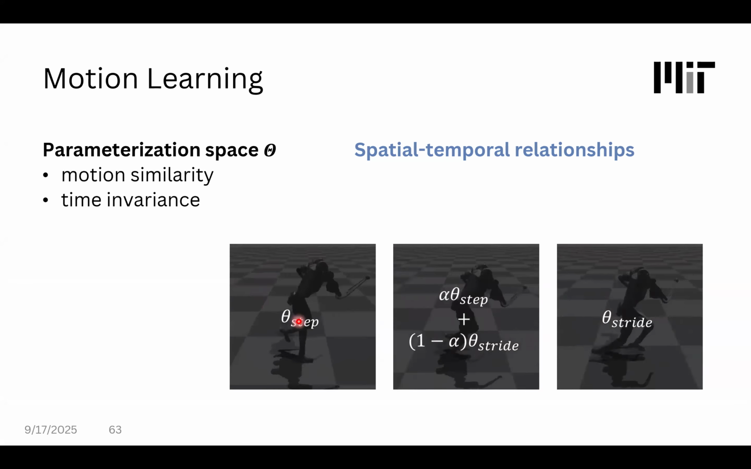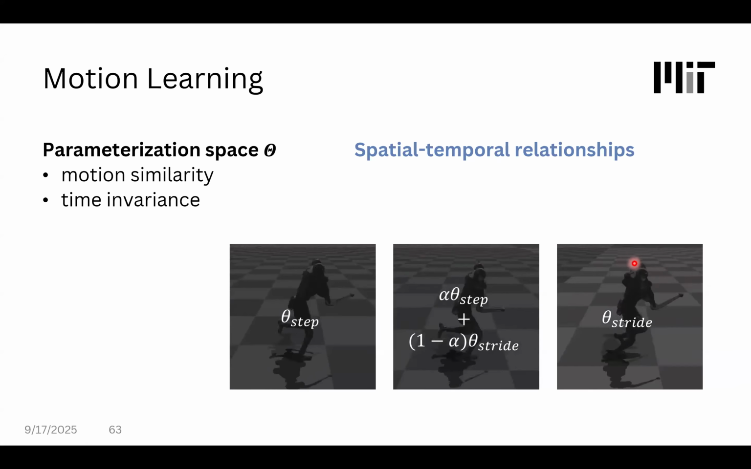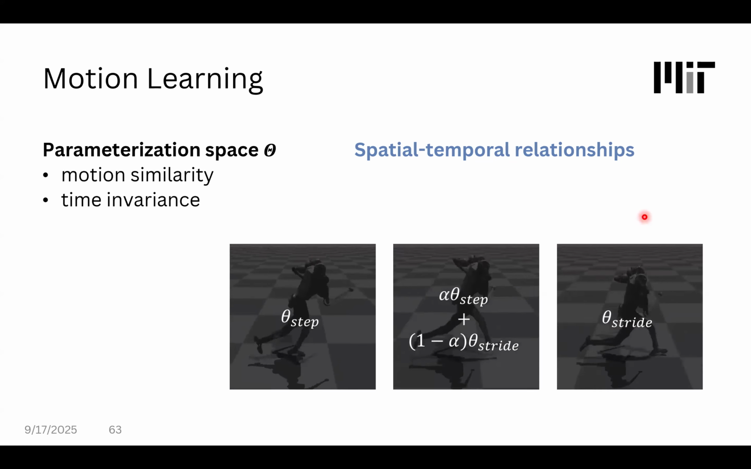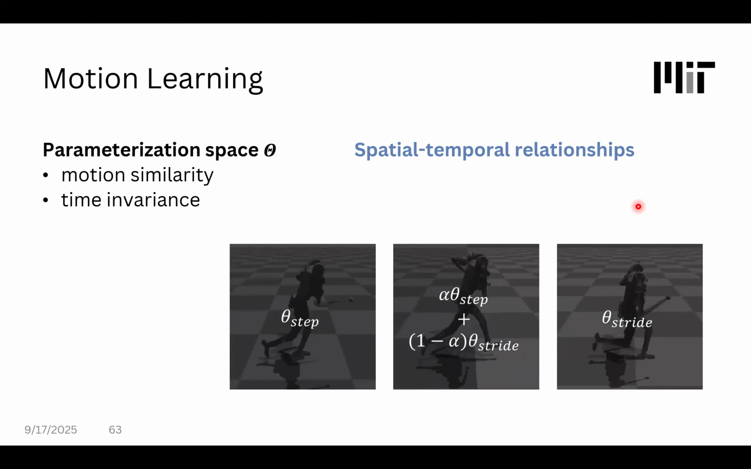For example, we have a theta for a stepping in place motion, and we have a striding motion. Now we want to try interpolation in this parameterization space of theta and decode it back to see how the motion looks.